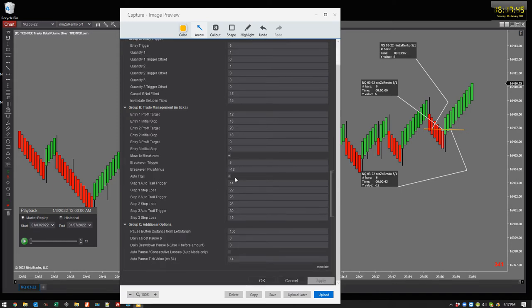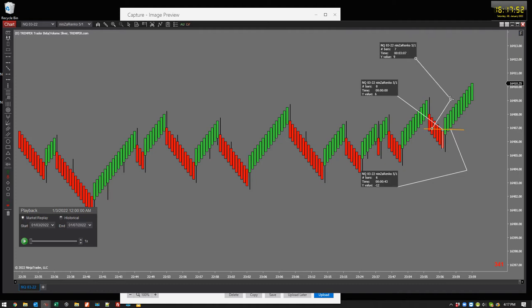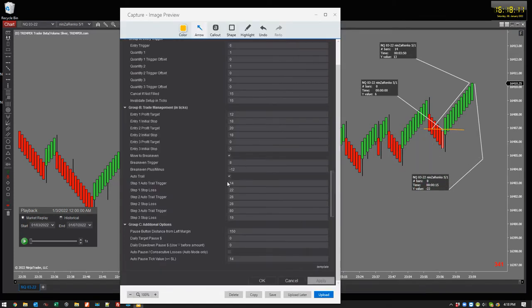The next thing I have is the auto trail. When I get to 14, it's going to go to 22 ticks. Actually, I think I'm probably in my trail right now, so it's going to go from here down to 22. Now that's how I have them set. You can set them any way you want. When it gets to 28, it's going to trail 28, and when it gets to 80, it's just like the ATM. There's no difference.